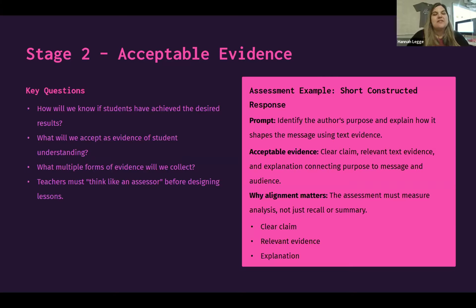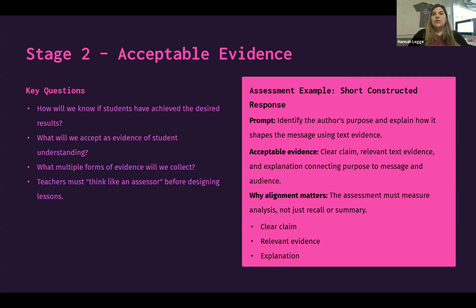So what will we accept as evidence of students' understanding? What multiple forms of evidence will we collect? And teachers must think like an assessor before designing lessons. So today for my English class, it is a short constructed response. The students will probably have 5 to 6 minutes to do it.